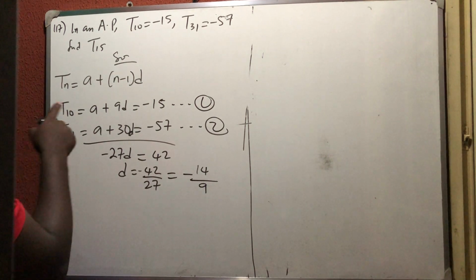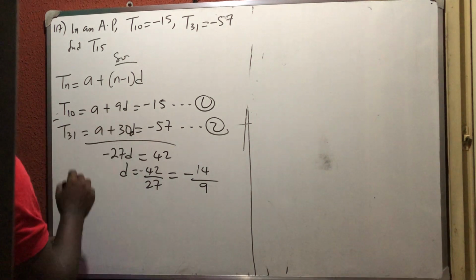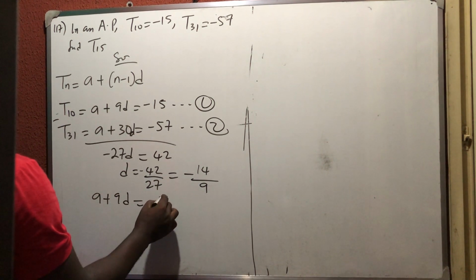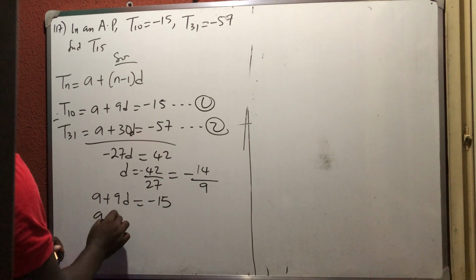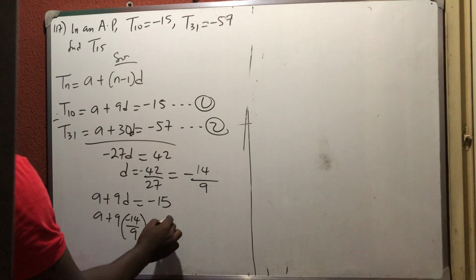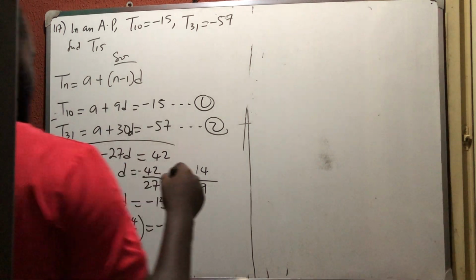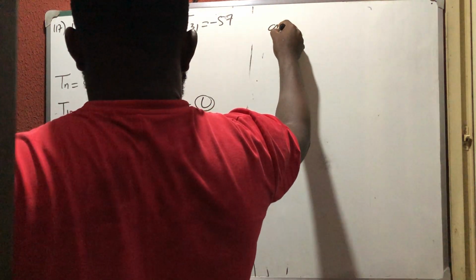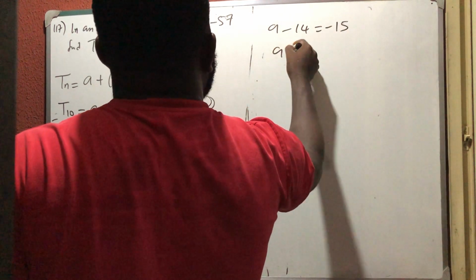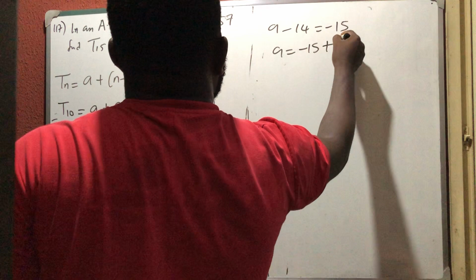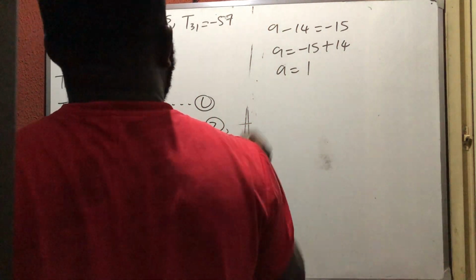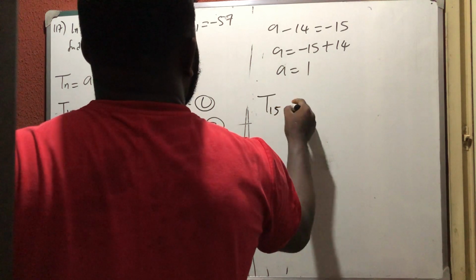So to find the first term, put it here. You know that a plus 9d is equal to minus 15. So therefore, a plus 9 in bracket of minus 14 over 9 is equal to what? Minus 15. So let me continue. a minus 14 is equal to minus 15. So a is equal to what? Minus 15 plus 14. So my a is equal to 1.